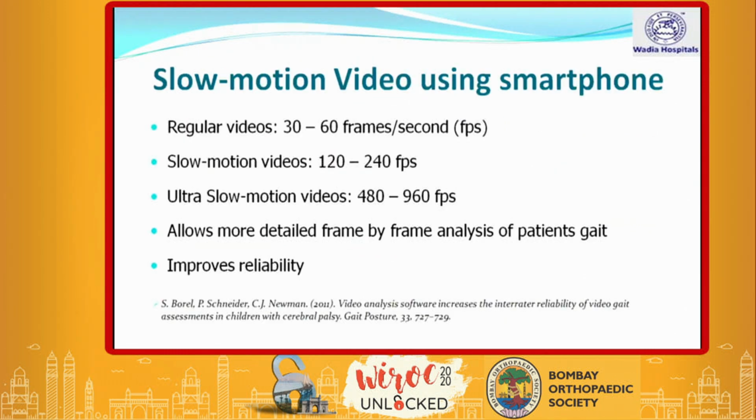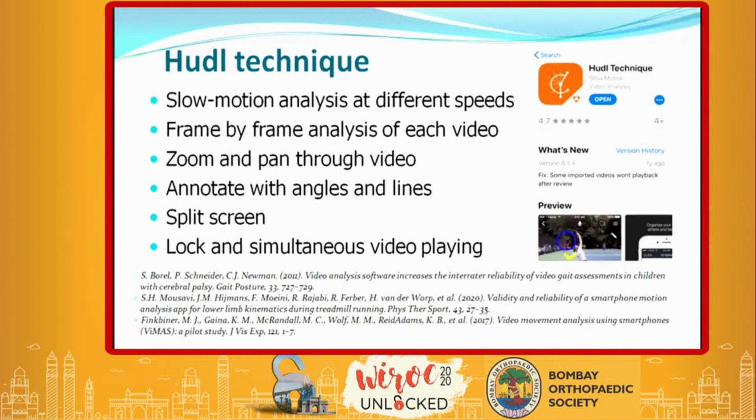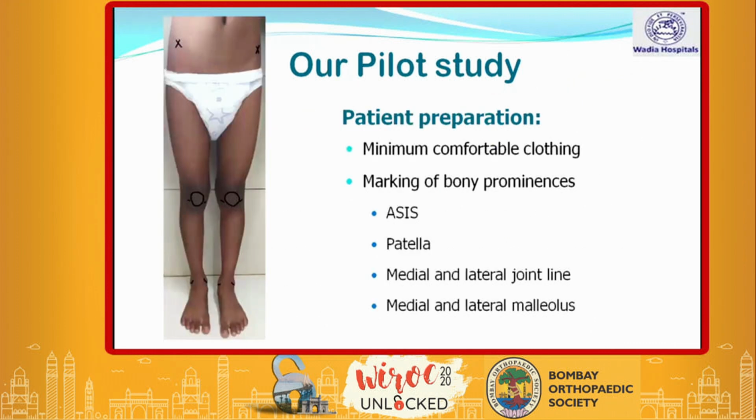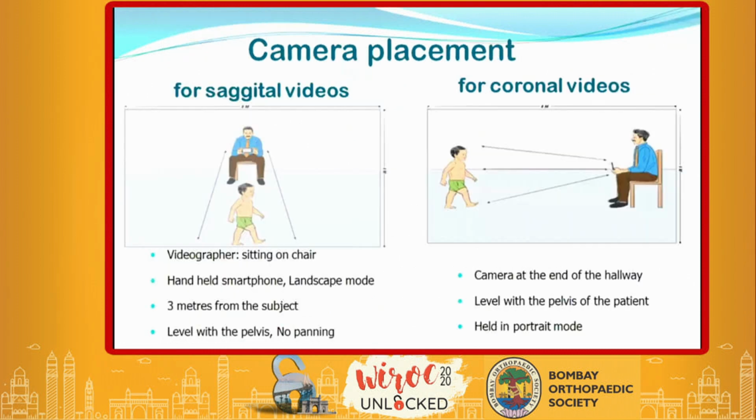Slow-mo videos captured at 120 to 240 frames per second allow detailed frame-by-frame analysis of recorded videos. We used the validated Huddle Technique app to perform gait analysis. We recruited 30 children with spastic CP who belong to GMFCS 1 to 3, above 3 years of age. This slide shows our patient preparation. We developed and followed a standardized method of recording videos for all of the patients.